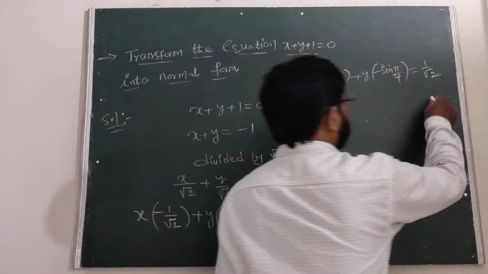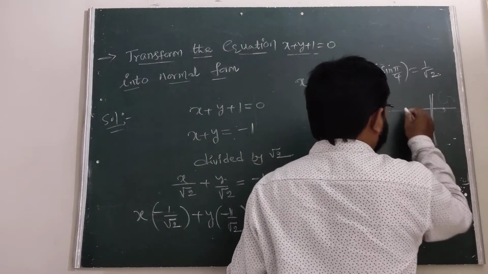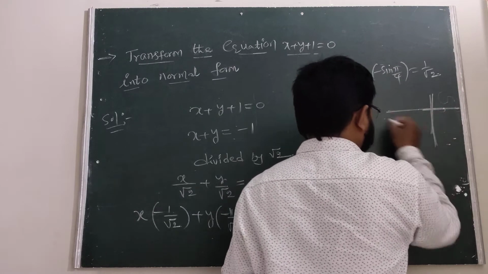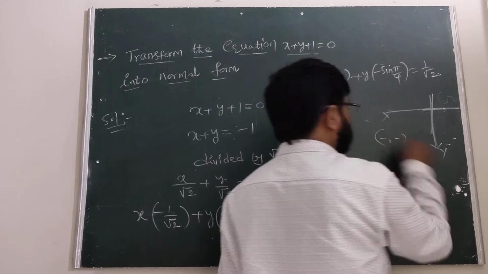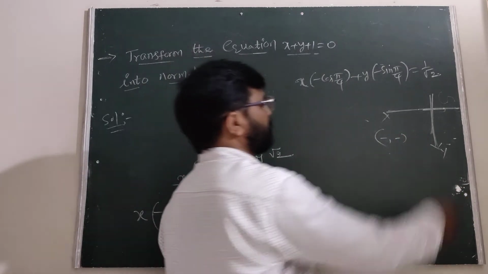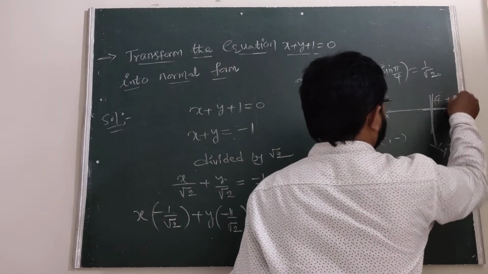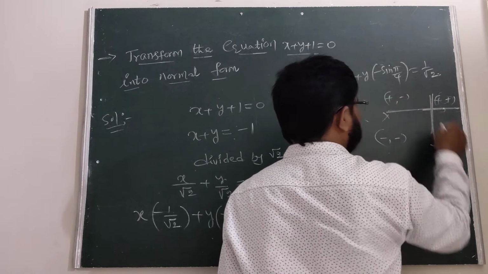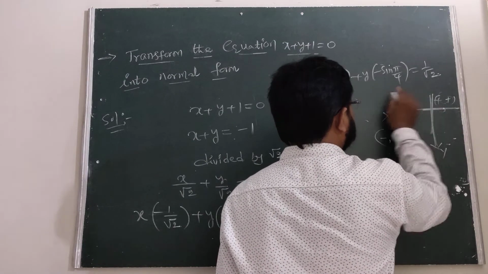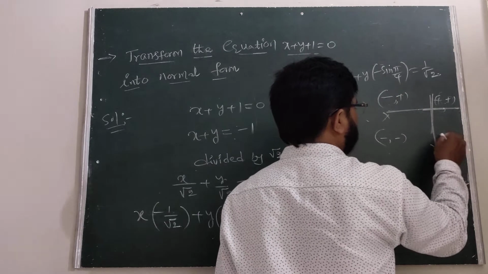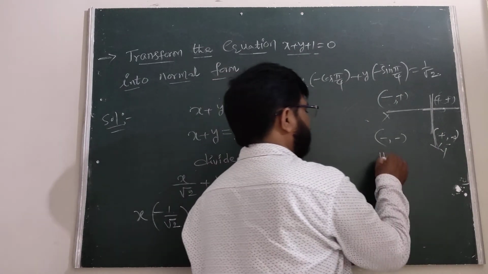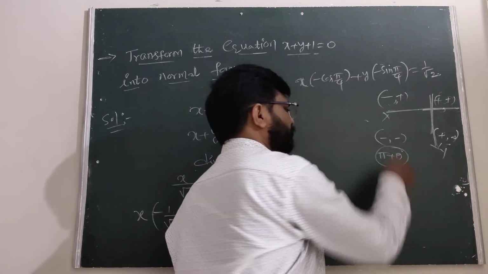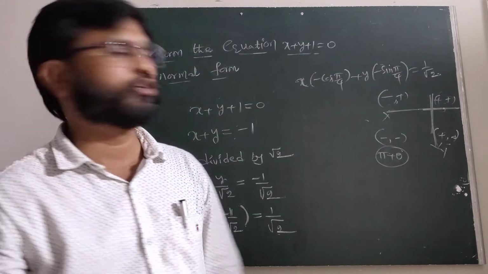So we have to know that when both are negative, this is the negative x axis, this is the negative y axis. Minus minus is the third quadrant. This is plus plus, no problem. This is plus minus. This is minus plus in the second quadrant. This is plus minus. Therefore, in this case we write pi plus theta, which is the third quadrant.